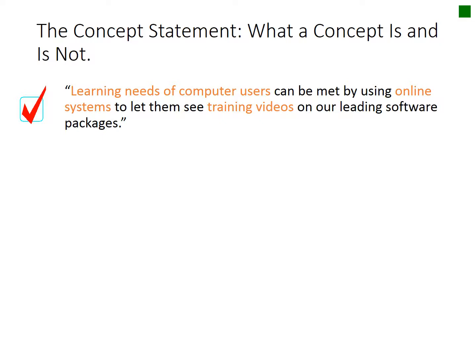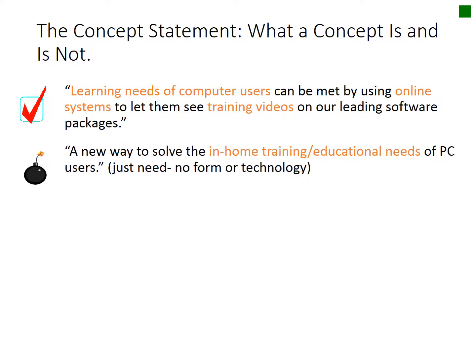Okay, so this product concept statement has all three elements involved in developing the product, moving the product concept forward within the firm. Here's an example: a new way to solve an in-home training educational need of PC users. That's something like we're going to create a new way to solve a problem. If I just said that, that would not be sufficient for a concept statement. This just has a need. It describes a need that is needed in the marketplace, but it doesn't say how I'm going to do it. It doesn't say what technology I'm going to use. It doesn't describe the product that we're going to use at all.